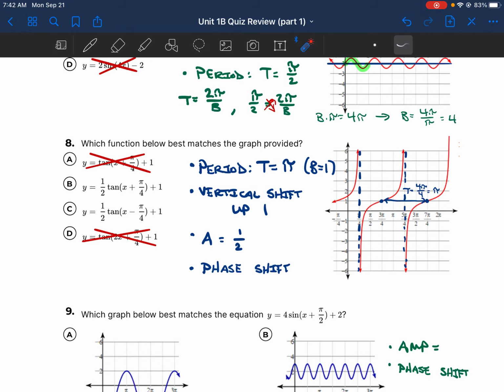So that means we've had a phase shift left pi over 4, which would be answer choice B. Remember that for phase shift or horizontal shift, plus means left, minus would mean right.